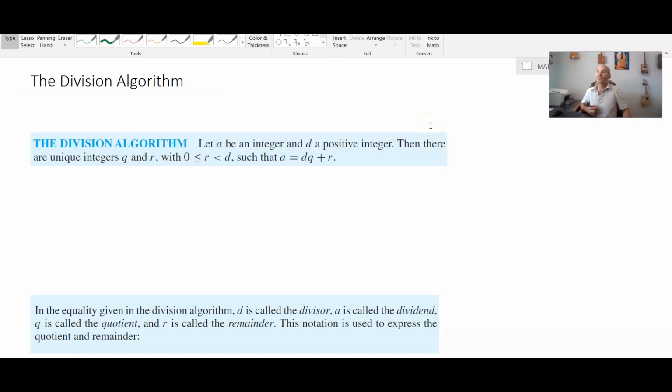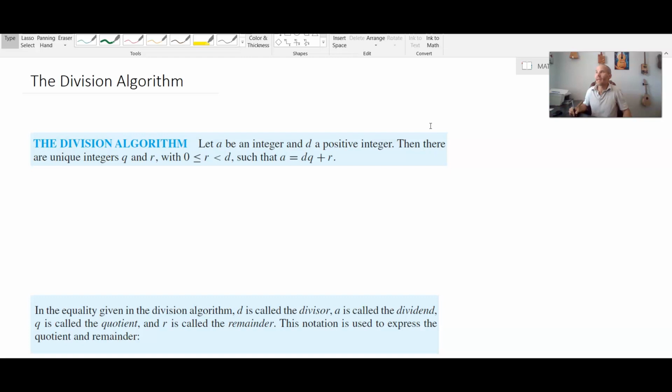It's surprisingly interesting how few things we need in order to get encryption going, to understand how cryptography works. In this short video, we'll investigate the division algorithm. And this is something you've seen before. It's not really an algorithm at all. It's more of a theorem.